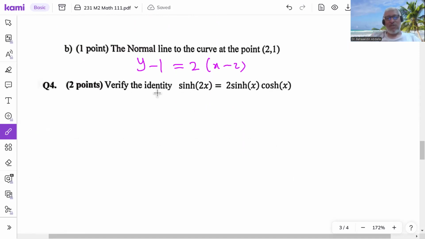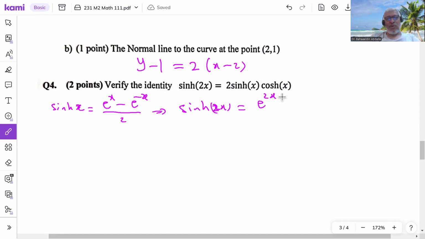Verify this identity. Well, what is sinh 2x? Sinh 2x, hyperbolic sine. Well, the definition of hyperbolic sine is e to the power x minus e to the power -x over 2. So sinh 2x means we replace x by 2x. So it would be e to the power 2x minus e to the power -2x over 2.